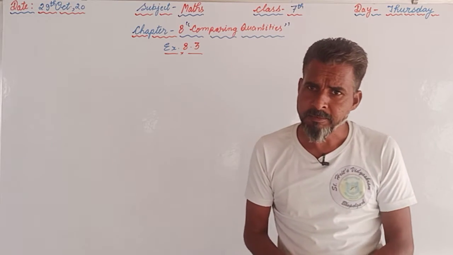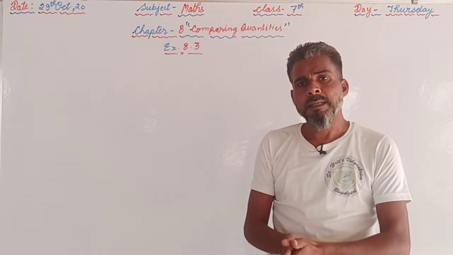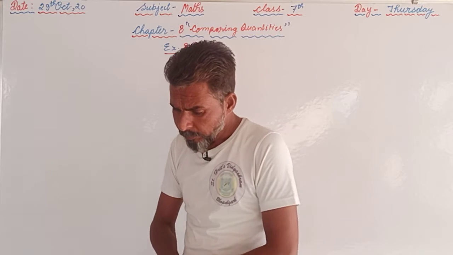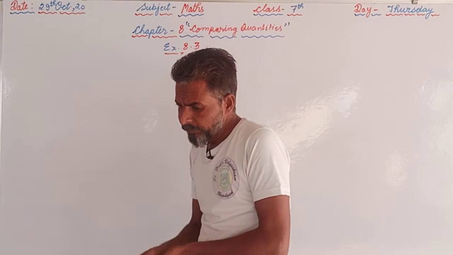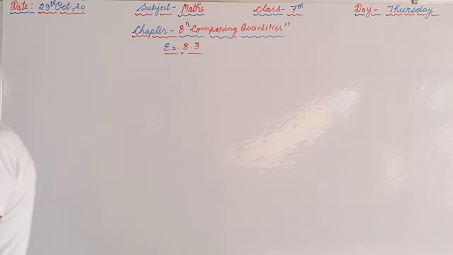This video is for class 7th and the subject is maths, and we are continuing the same chapter, chapter number 8, and the name of the chapter is comparing quantities. We are supposed to proceed with exercise 8.3, as we have completed up to question number 8 in this exercise. So we will start with question number 9.